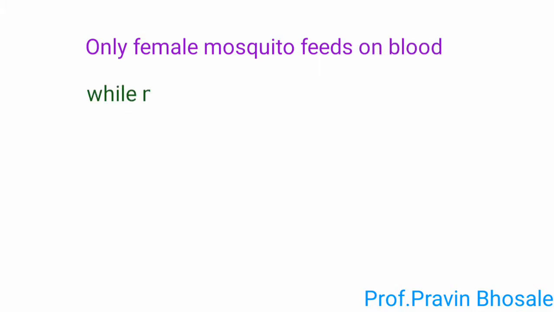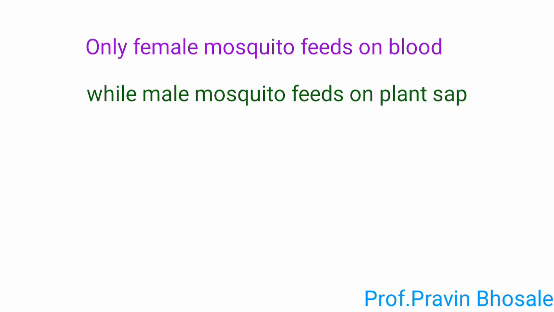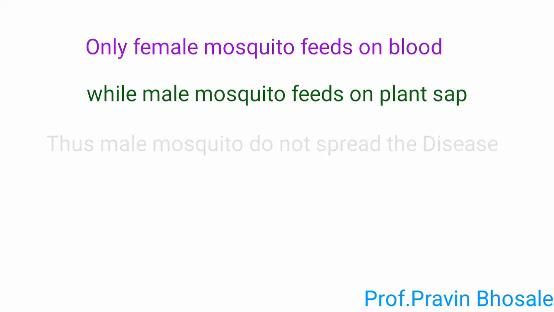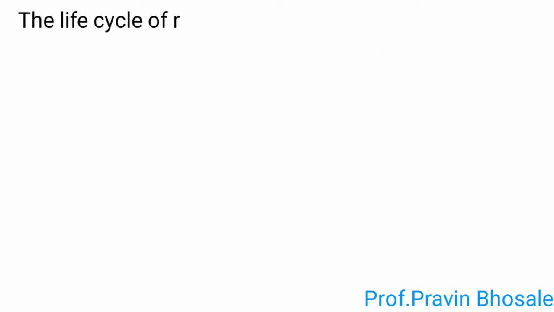Only female mosquitoes feed on blood, while male mosquitoes feed on plant sap. Thus, males do not spread the disease. The life cycle of the malarial parasite in the human body.